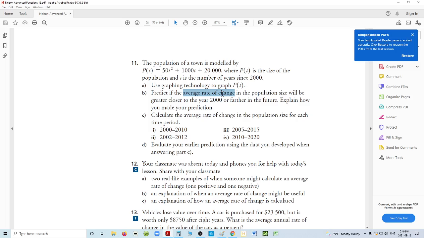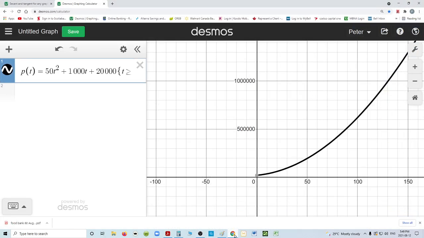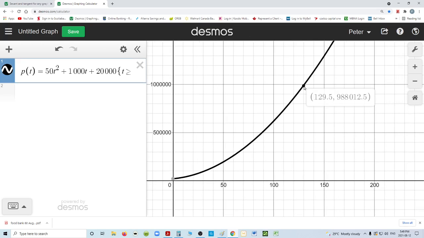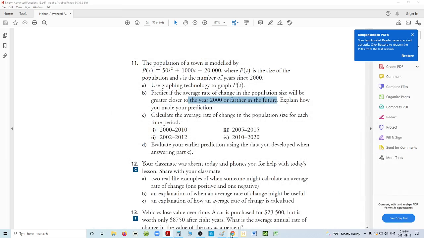Predict whether the average rate of change in the population size will be greater closer to the year 2000, or farther into the future. So the question is, does it slope up higher or slower? You can see that the rate of change is going to get higher and higher as I go up. So if I'm drawing it straight from the origin to there, I'm going to have a steeper slope the further I get away from the year 2000. Explain how you made your prediction.